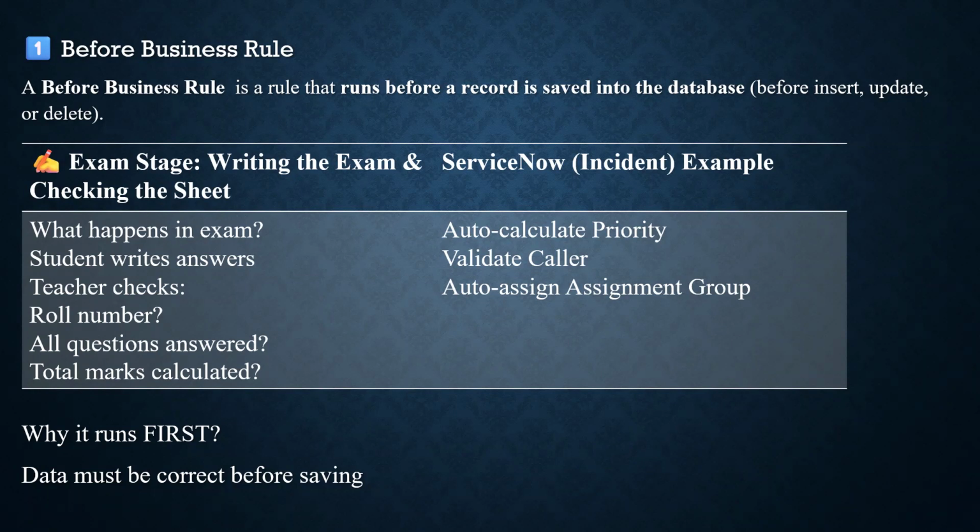Exactly, we can compare the before business rule with the ServiceNow incident form. What's the use of a before business rule? It is used to auto calculate priorities, validate fields and assignment groups, make auto assignments, and make fields mandatory. These things are done by the before business rule. Why does it run first? Because data must be correct before saving. That's why the before business rule runs first.